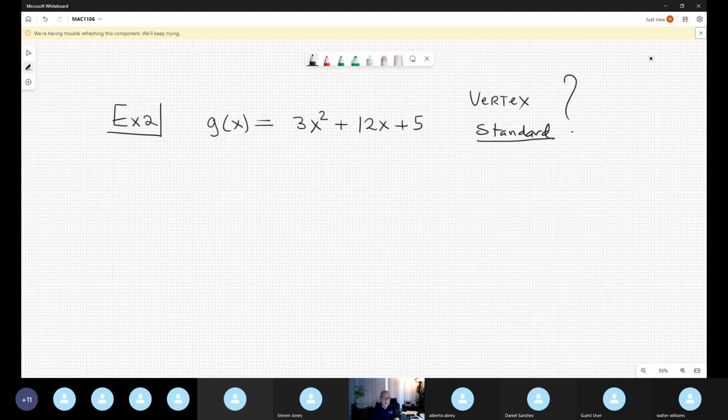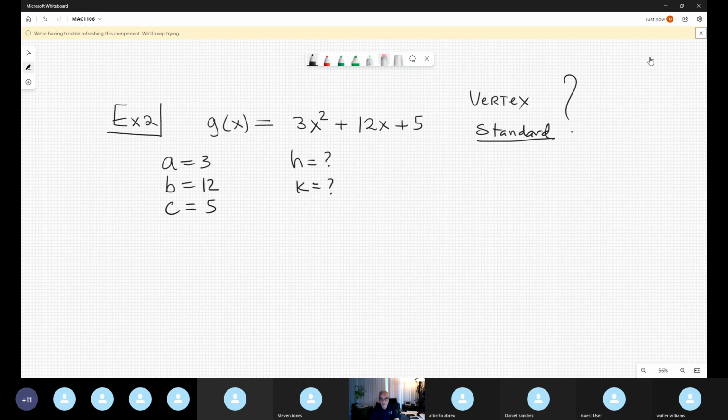So immediately when I recognize it is standard form, I determine that a is 3, b is 12, and c is 5. I have no idea about h and k. But of course I need them. Remember, the most important point in the parabola is the vertex. So step one is compute the vertex. Don't worry too much because we have a formula. The formula for h is minus b over 2a.